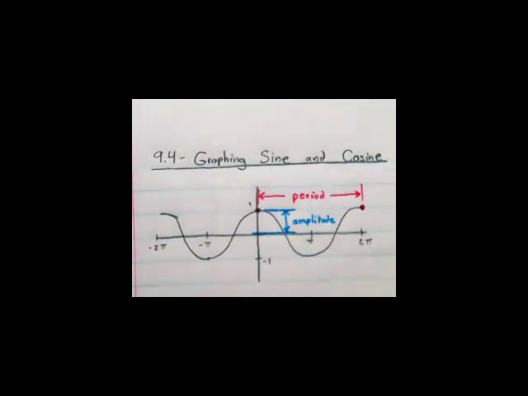So for this particular cosine wave, again, nothing funny going on. What's the amplitude? 1. Okay? Normally, the amplitude is 1, like in this one.